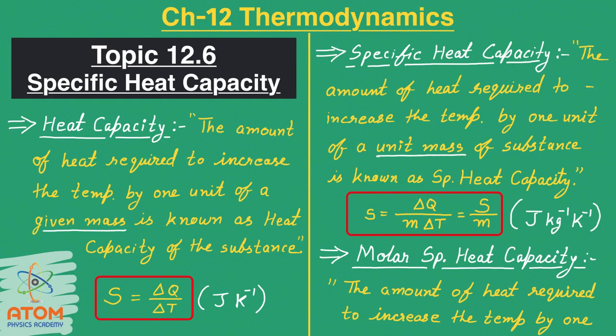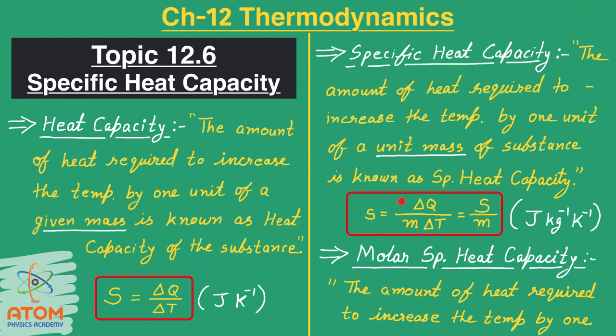So the energy required to increase the temperature by 1 unit of 1 unit mass is known as specific heat capacity of the substance, and that is denoted by small s. This was capital S and here it is small s. So obviously small s will become delta Q upon m delta T, right? Here it is about unit mass, so obviously m will be in denominator.